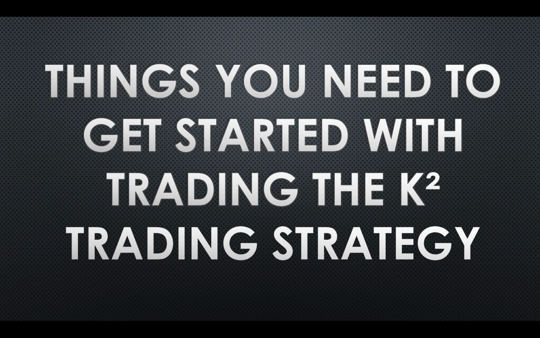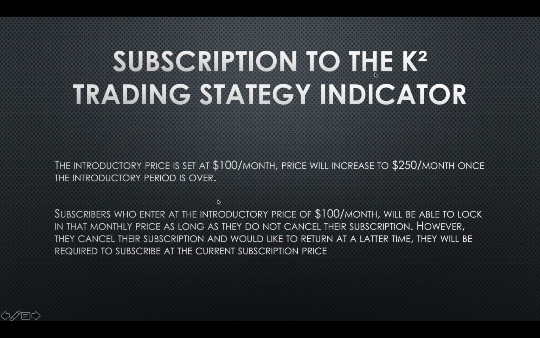Okay. So the last thing you'll need is a subscription to the K2 Trading Strategy Indicator. If you guys are in the beta test, you guys are in for a huge discount. Once the beta test is over, the introductory price is going to be set at $100 a month. Price will increase to $250 a month once the introductory period is over. However, subscribers who enter at the introductory price at $100 a month will be able to lock in that price as long as they don't cancel the subscription.